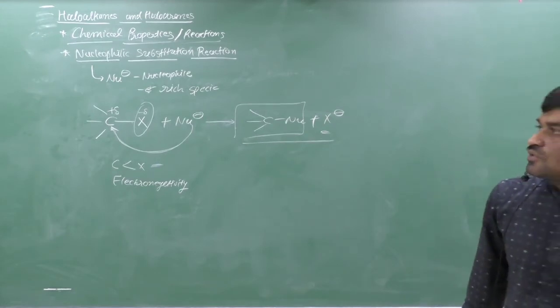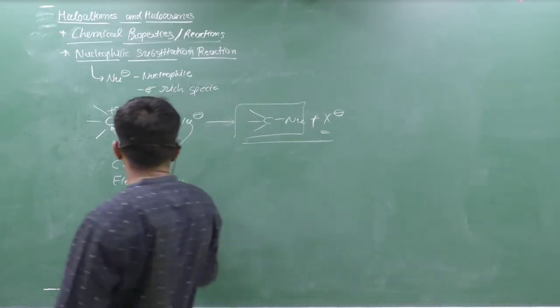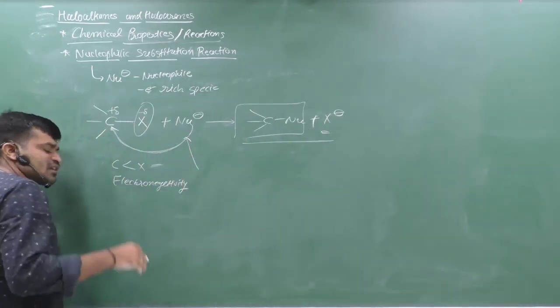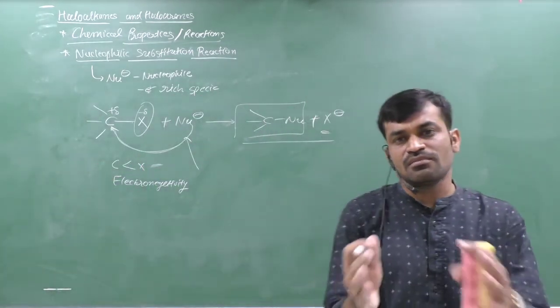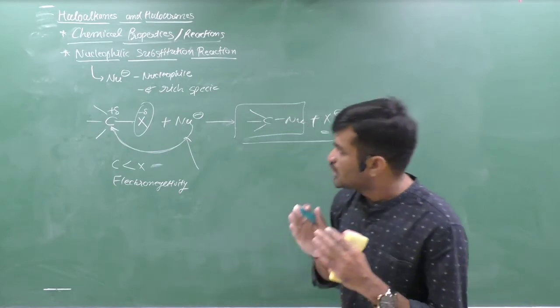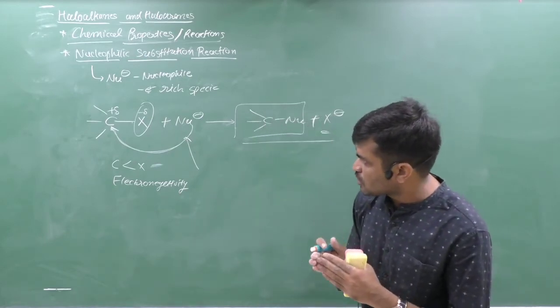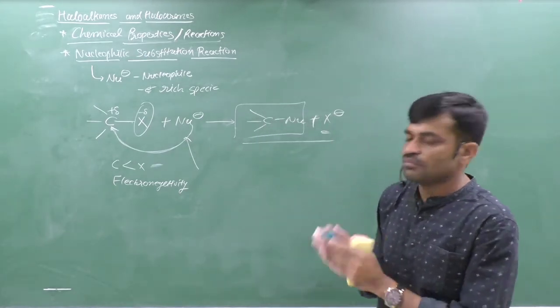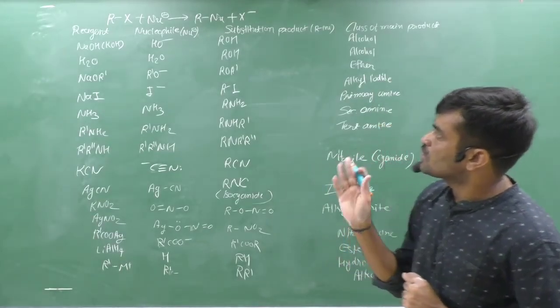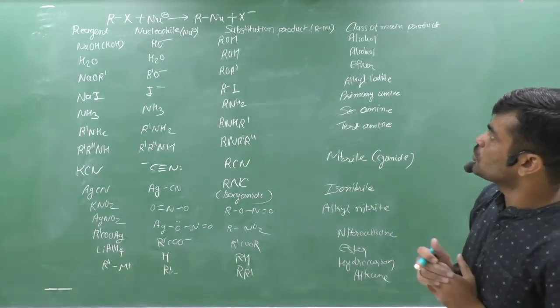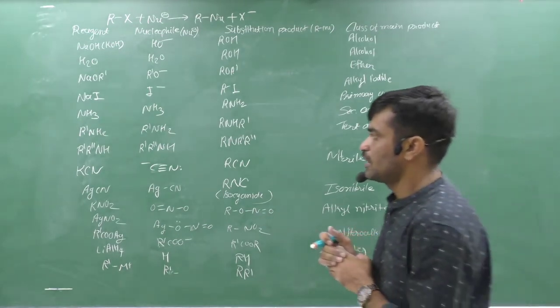Clear? So now we can change the different reagents, which can give different nucleophiles, and we can have different products. We can discuss some reagents for the nucleophilic substitution reactions, nucleophiles and products. Clear? Now we can discuss some reagents, its nucleophile and substitution product and class of the product name.